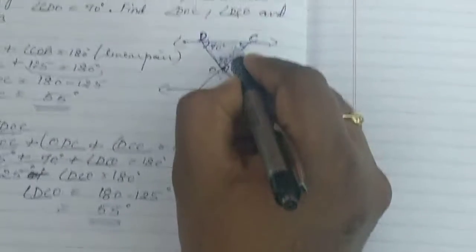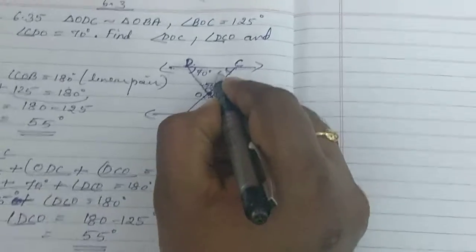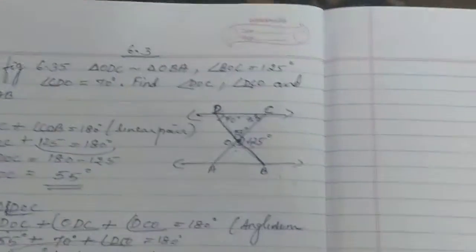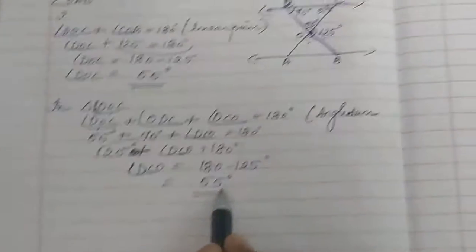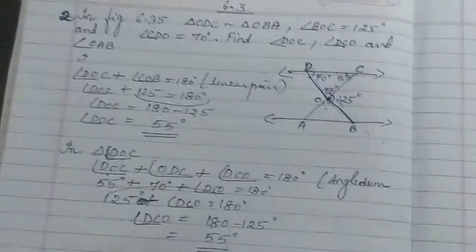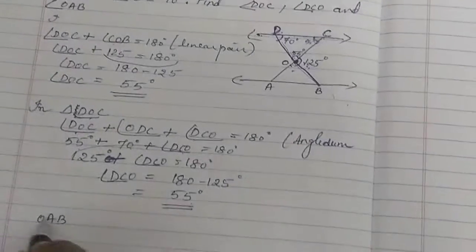Now we can say that we got DCO as 55. Again they asked to find OAB. What is OAB? What is OAB?